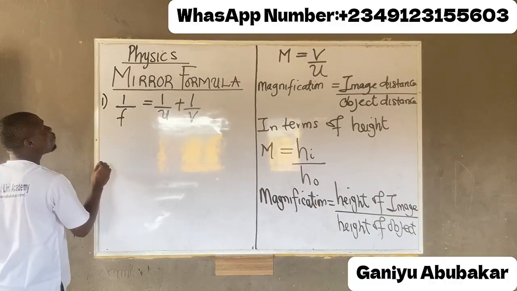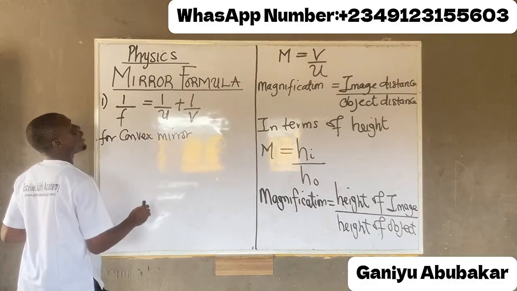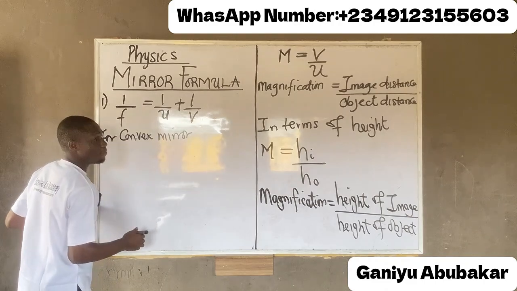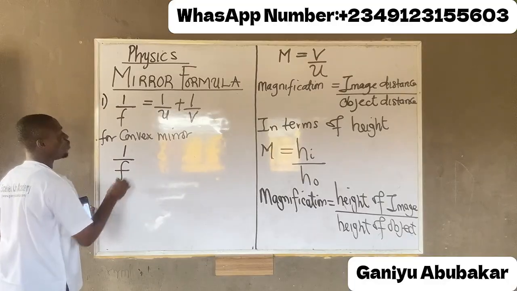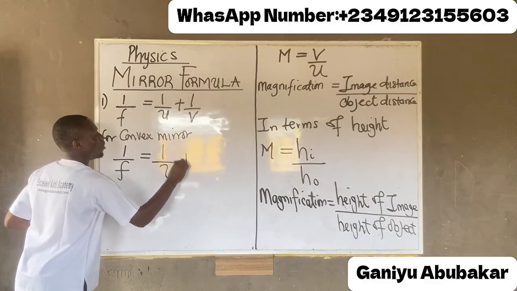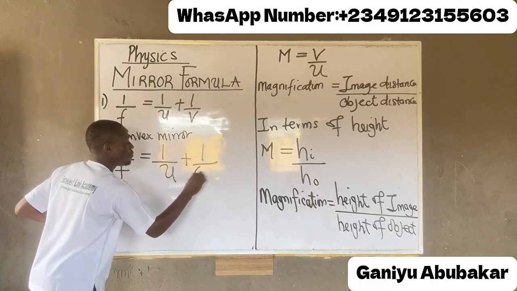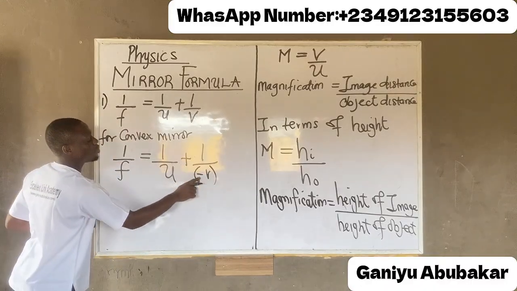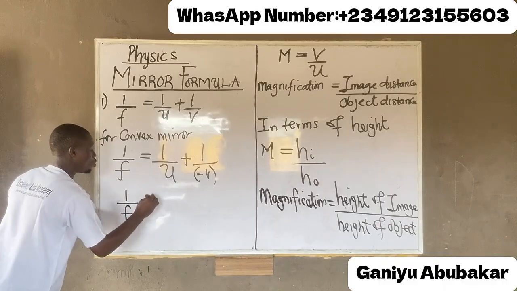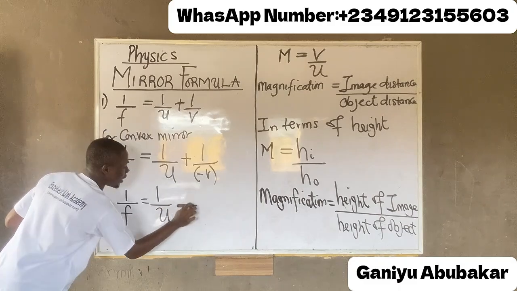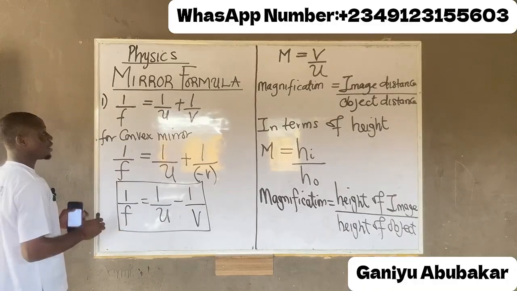Now, for a convex mirror, your expression becomes different. We said V is taken as negative. Why? Because a virtual image is formed. So I have that 1 over F for a convex mirror is equal to 1 over U plus 1 over minus V. We take V as negative for convex, and plus times minus gives you a minus sign. So my expression for a convex mirror becomes 1 over F equals 1 over U minus 1 over V. This is your formula for a convex mirror.